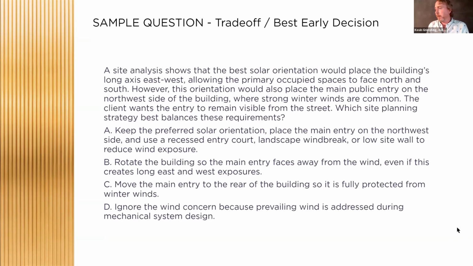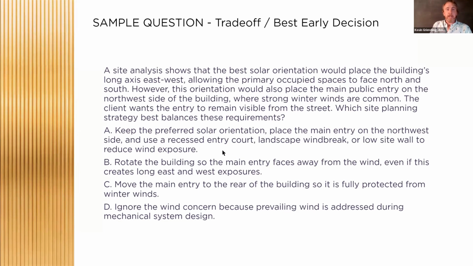And then I think this is our last example. It says site analysis shows that the best solar orientation would place the building's long axis east-west, allowing the primary occupied spaces to face north and south. However, this orientation would also place the main public entry on the northwest side of the building, where strong winter winds are common. The client wants the entry to remain visible from the street. Which site planning strategy best balances these requirements?